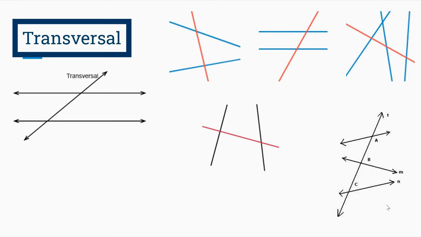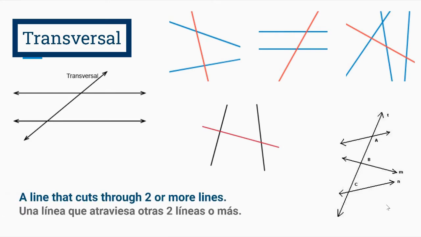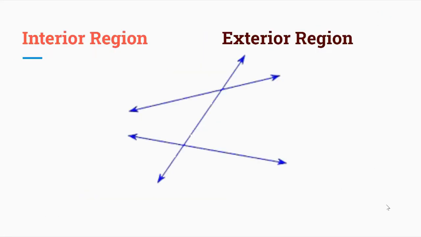Transversal is the name we give to a line that cuts through two or more lines. The lines can be parallel or not, but if there is a line that cuts through them, we call that line transversal. Some angles will be classified regarding their position in relation to the transversal and the double lines. We will use terms such as interior and exterior.